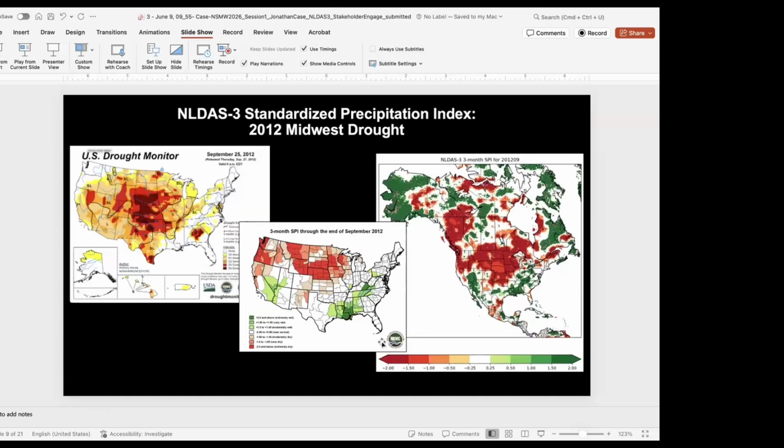So now we're starting to examine the data, to make sure that we have a sanity check. It looks appropriate compared to metrics like the US Drought Monitor. Here's the 2012 Midwest and Great Plains drought. In the right panel, we're looking at the standardized precipitation index coming from those forcing variables of NLDAS-3. And you can see it's representing this large drought footprint broadly and accurately compared to the US Drought Monitor.